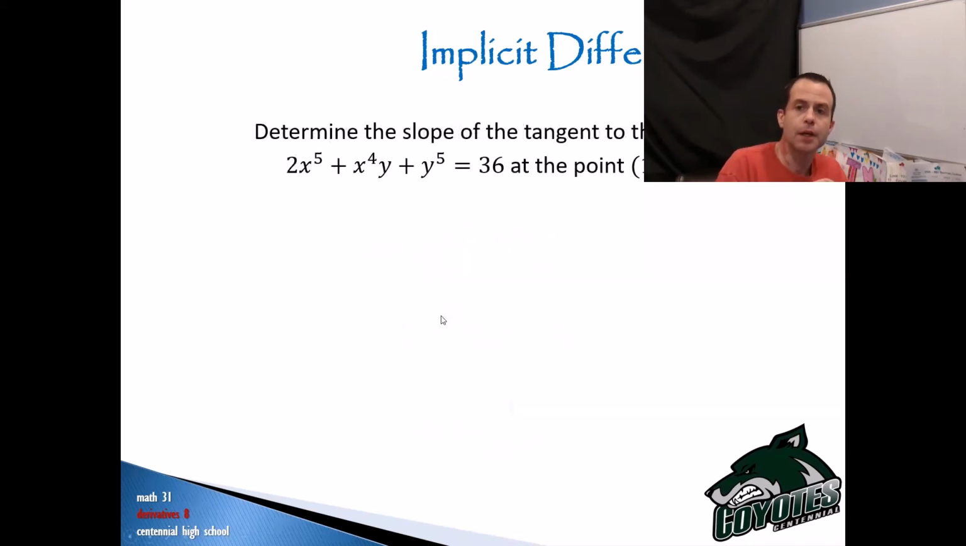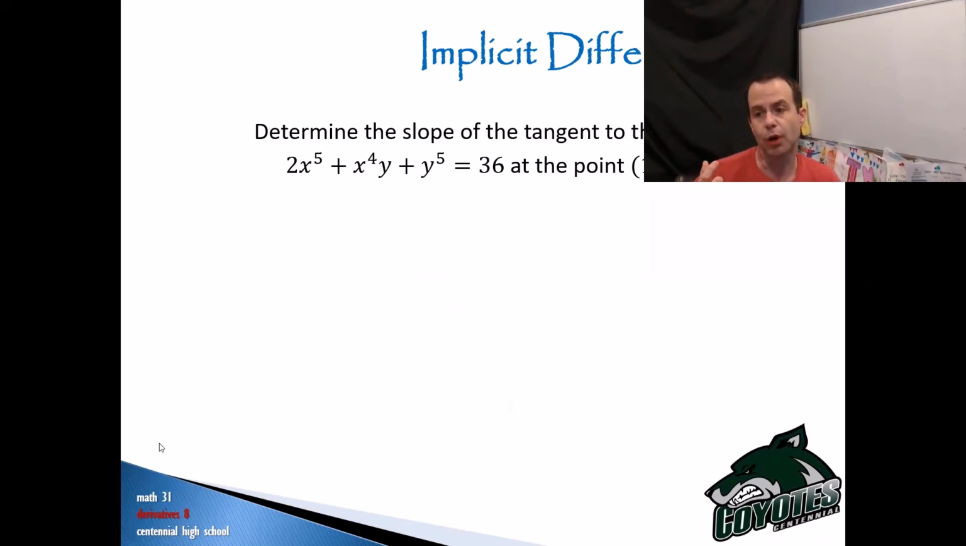Determine the slope of the tangent to the curve 2x to the 5 plus x to the 4y plus y to the 5 equals 36 at the point 1, 2. Okay, now this one is just a little bit more loaded. Just a few more steps involved, that's all.